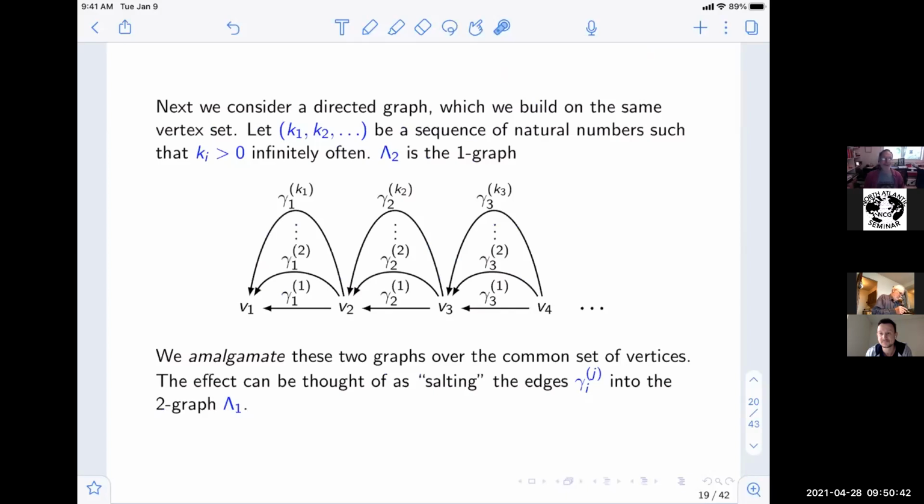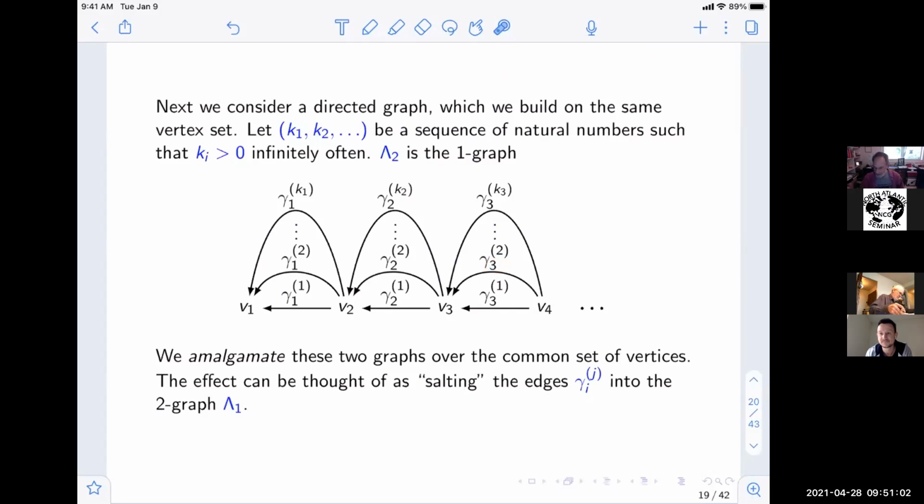So this is supposed to be self-explanatory, this picture of a 1 graph. The notation's a little awkward, right? So the subscript on gamma tells us where it is, and the superscript tells us which one of the edges between those 2 vertices we've got.